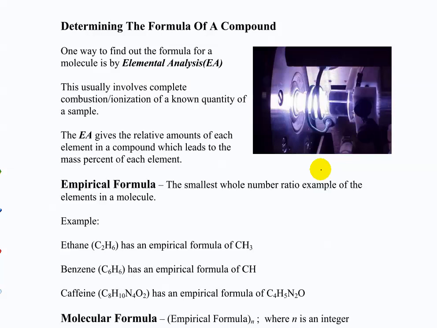So what we need to do is look at this elemental analysis, look at those relative amounts, and figure out how to get those relative amounts into the mass percent, and then from the mass percent into the formula.